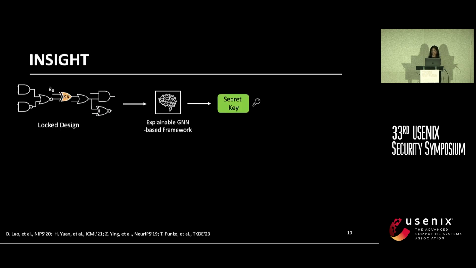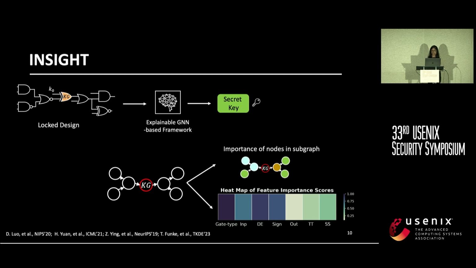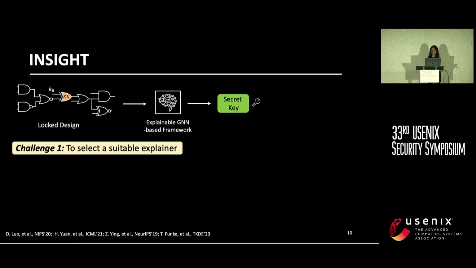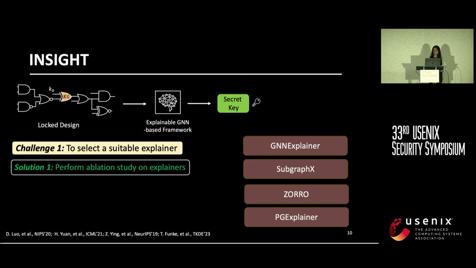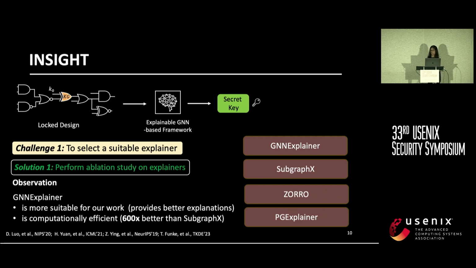Here is a high-level overview of Insight, where for a given locked design, we employ an Explainable GNN guided framework to recover the secret key. Explainable GNN provides importance scores for features and nodes as shown here. Now, how do we select a suitable explainer that provides relevant explanations? We perform an ablation study on state-of-the-art explainable graph neural networks such as GNN Explainer, SubGraphX, Zorro, and PG Explainer. We observe that GNN Explainer provides relevant explanations and is computationally efficient, with a runtime of just 6 seconds.